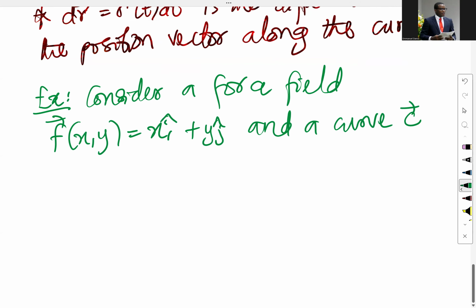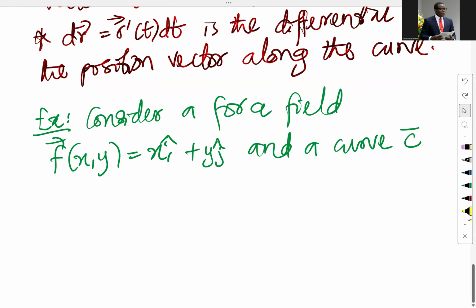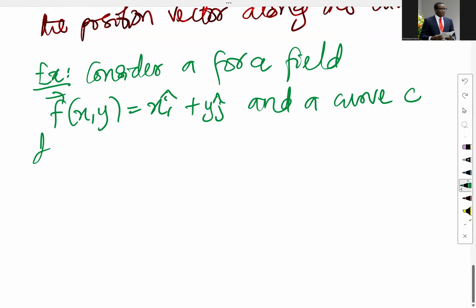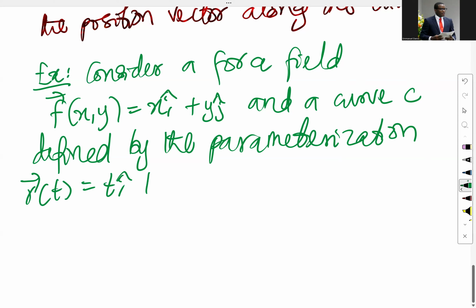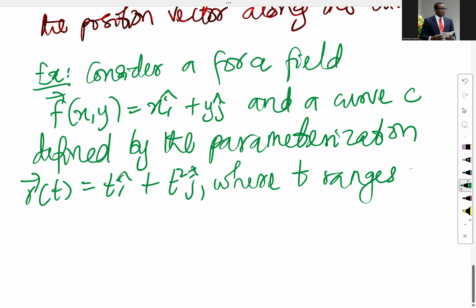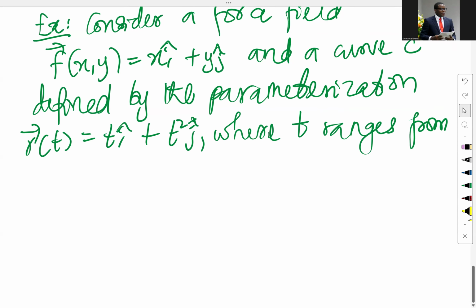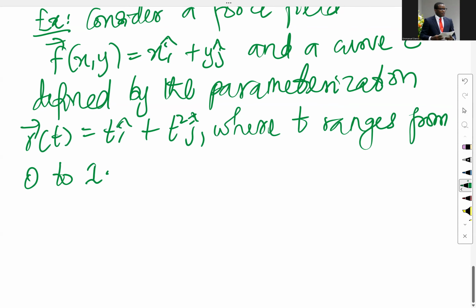should we say that's a vector too? Let me just say C, right? And a curve C defined by the parameterization r of t equals ti plus t squared j, like that, where t ranges from 0 to 1.